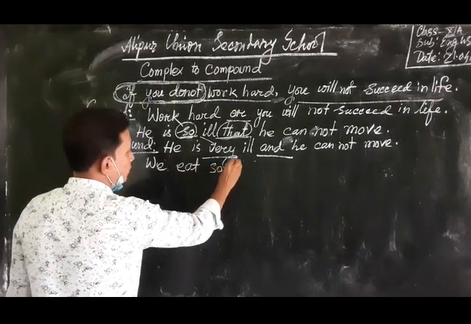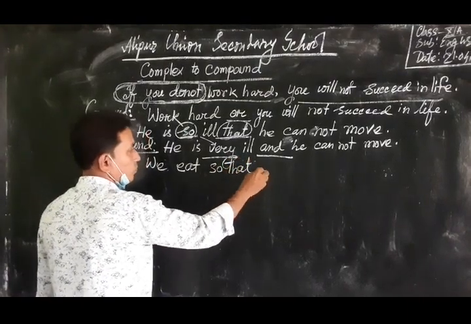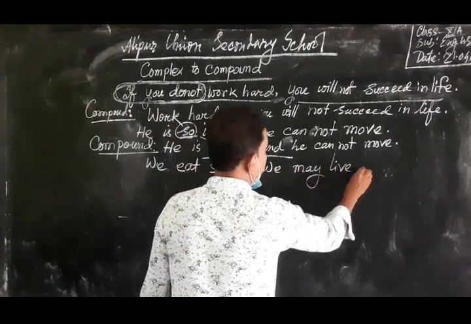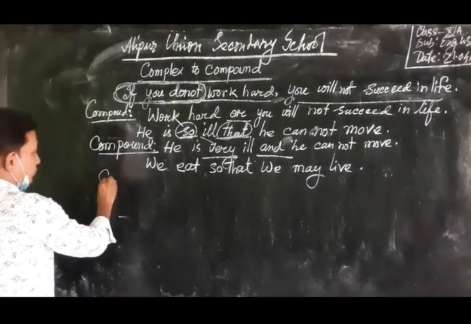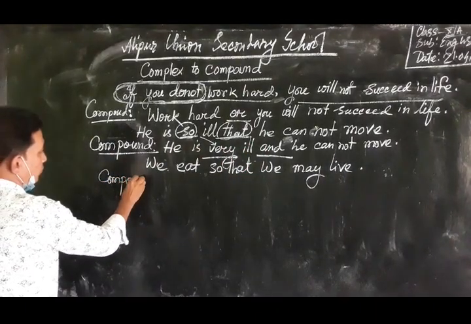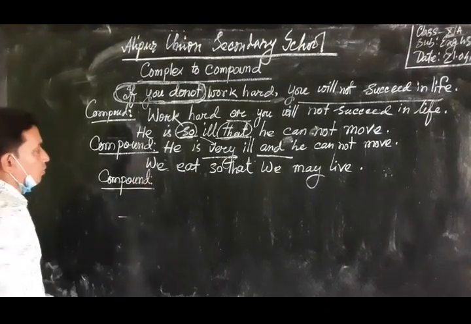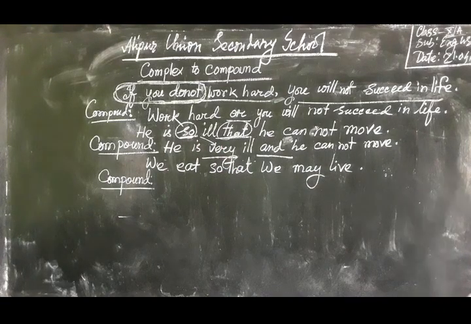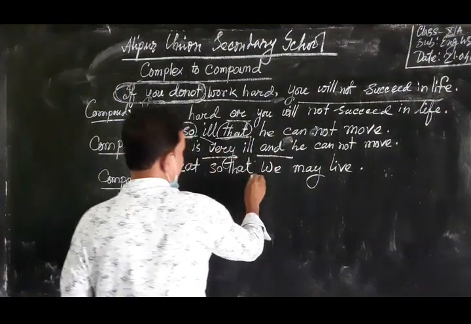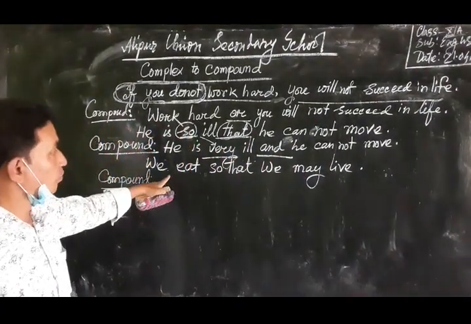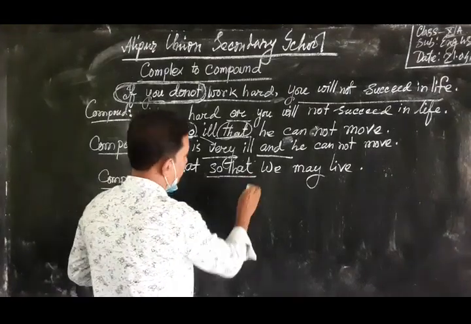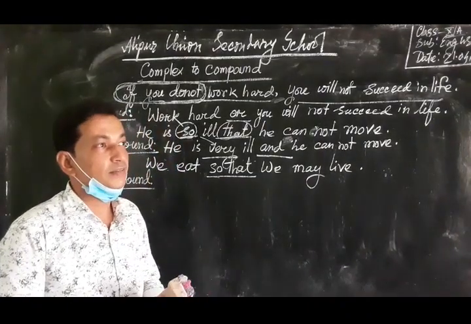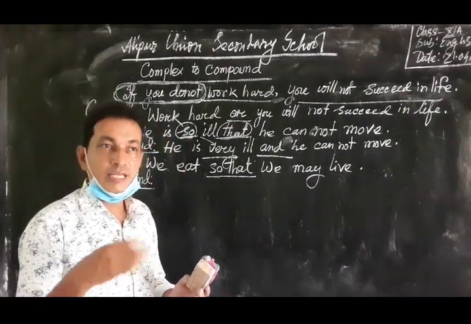We eat so that we may live. We eat so that we may live. This is another example of complex sentence using so that. This is a subordinating conjunction, so that, and so that indicates the purpose of doing any action.